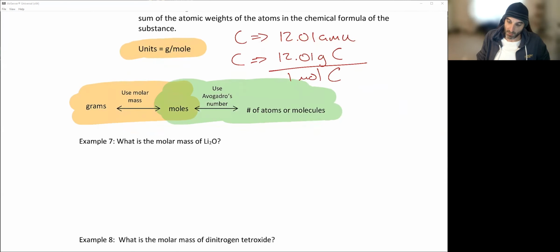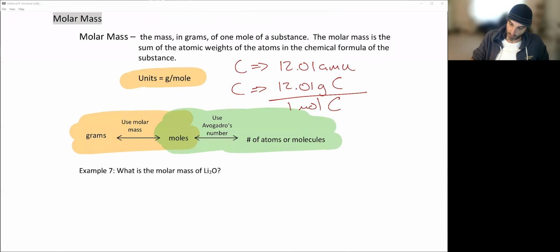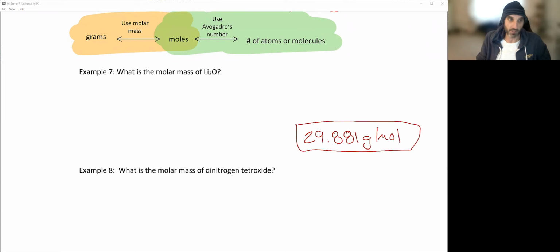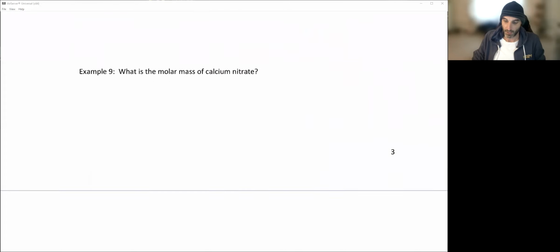So what is the molar mass of lithium oxide? Nothing changes. You're just going to do the same exact calculation that we did for the formula mass, only instead of AMU, you're going to have grams per mole. So you should do that calculation, and I'll put the right answer here because we are going to use this number: 29.881 grams per mole-ish. That's what you should end up with. So give that a try.